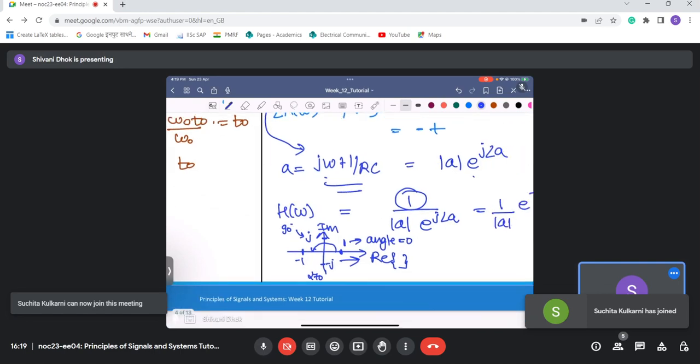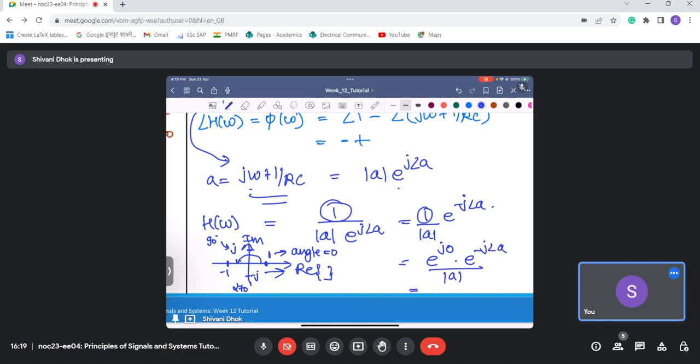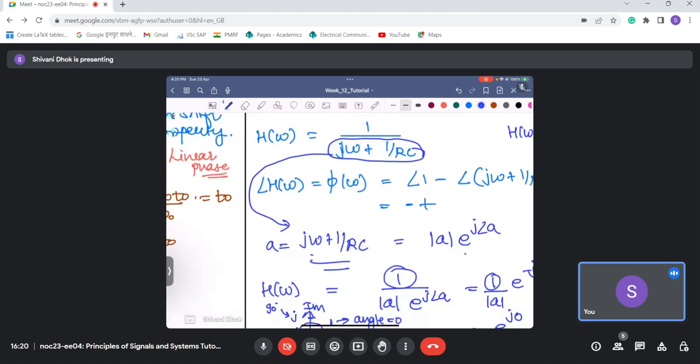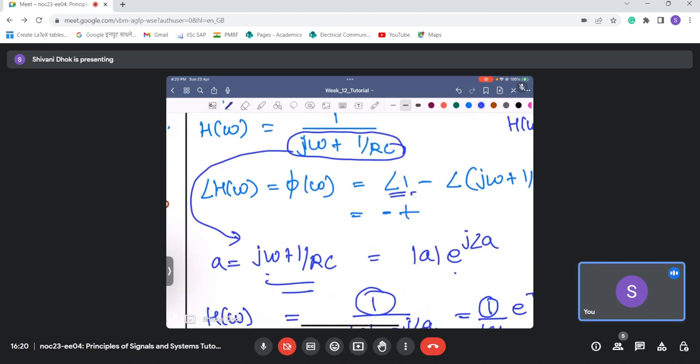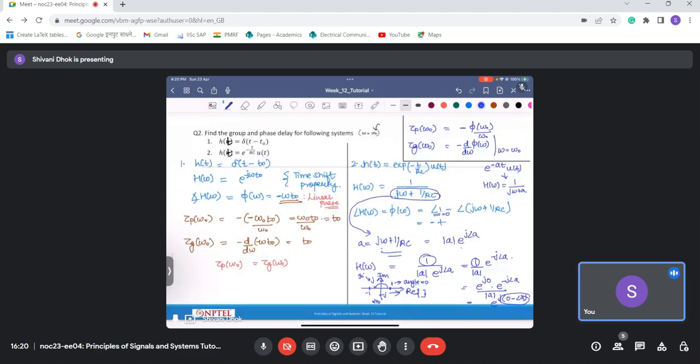Okay. So this 1 I can write as e power j 0 into e power minus j angle A upon magnitude A. Now if you observe, these two are simply in multiplication. I can write it as j times 0 minus angle of A. So this is the angle of 1, which is equal to 0, minus the angle of A, which is j omega plus 1 by RC. Is it okay?